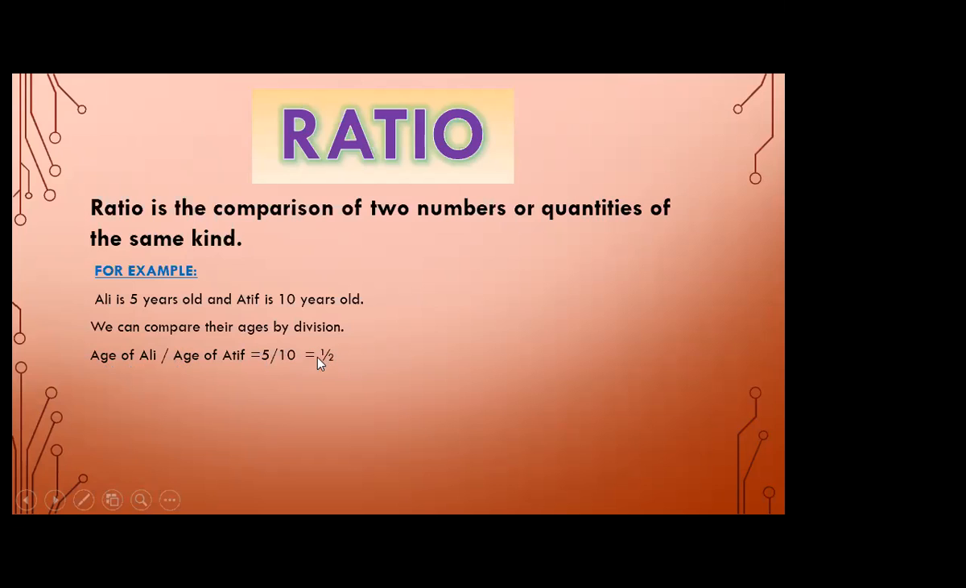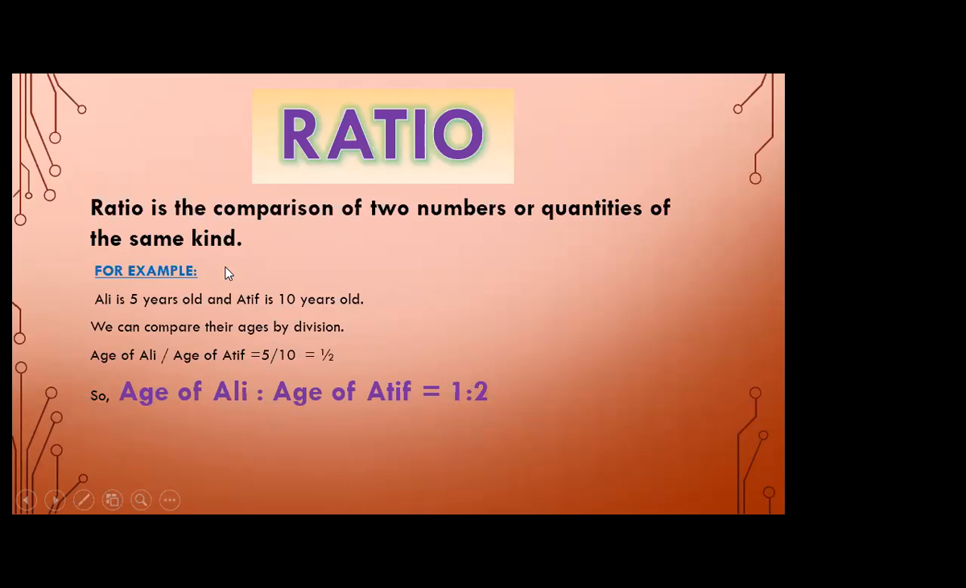the ratio between age of Ali and age of Atif is: age of Ali ratio age of Atif is equal to 1 ratio 2. That is 1 upon 2. We can also write 1 upon 2 as 1 ratio 2. Okay? Is it clear? Age of Ali ratio age of Atif, what is their ratio? 1 is to 2. 1 ratio 2. Okay? These colons denote the ratio. The symbol is for ratio.